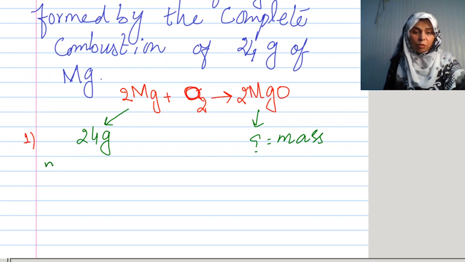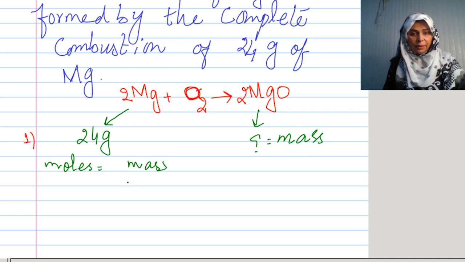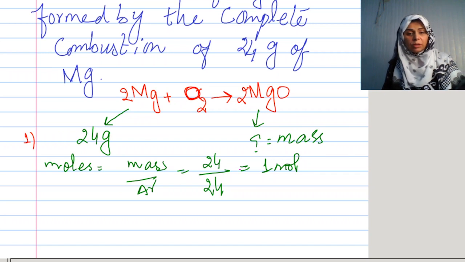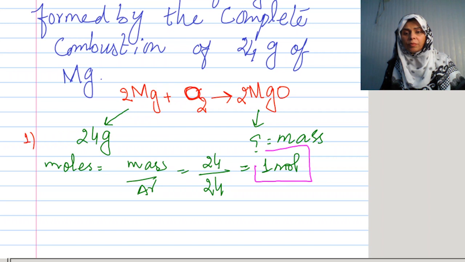24 gram is there, moles of solids we have to find out. Moles is equal to mass over Mr or Ar. Now 24 gram divided by the Ar of magnesium, which is given in the periodic table as 24. The answer is 1 mole. This is the first step. So remember, the first step is to calculate the moles.